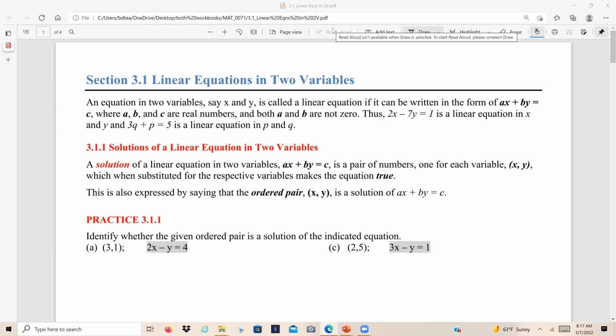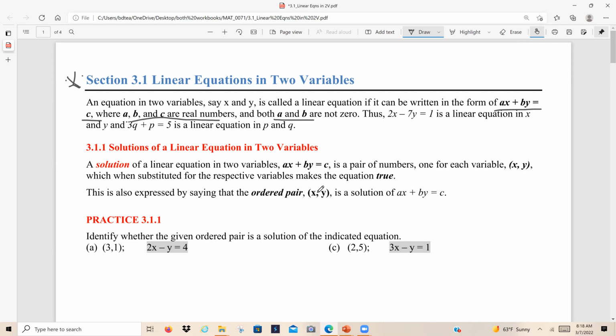First section of chapter 3, linear equations and graphing lines, section 3.1, linear equations in two variables. An equation in two variables, x and y, is called a linear equation and can be written in this form: ax plus by equals c. a, b, and c are real numbers, and a and b cannot both be zero.